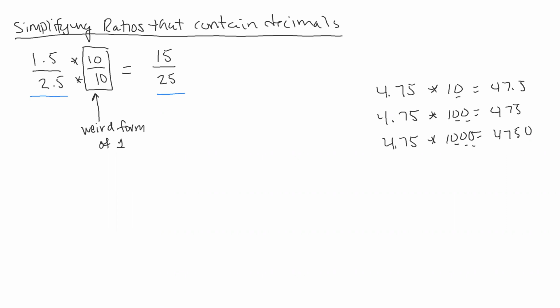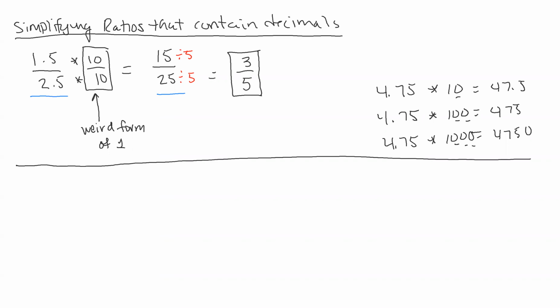And now that we have whole numbers, this is something that we can reduce by hand. So 15 and 25 are both divisible by 5. So we would get 3/5. All right, and if you don't believe it, put 3/5 into your calculator and you're going to get 0.6 again. So we haven't changed the value of the ratio 1.5 to 2.5. We've simply changed its appearance. We've simplified it. We've taken those decimals out.